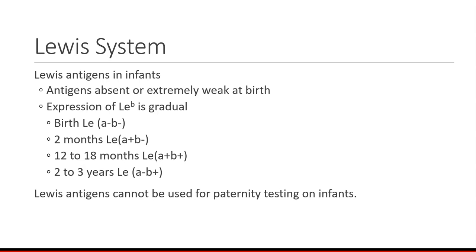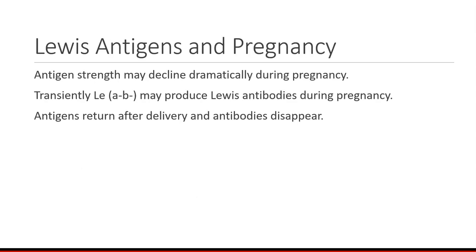So 12 to 18 months later, you'll type as Lewis A pos, B pos, and because Lewis B is inserted into the cell preferentially over Lewis A, by 2 to 3 years of age, the person will be Lewis A neg, B pos. Due to this reason, when we were using blood group genetics for paternity testing, you could not use the Lewis blood group system.